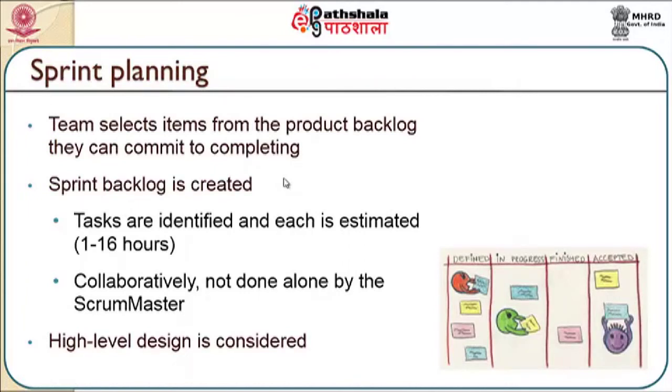During sprint planning, the team selects items from the product backlog. They can commit to completing them. The sprint backlog is created from independent tasks. These tasks are identified and each is estimated at 1 to 16 hours maximum, since the sprint iteration is for 1 to 15 days. So this has to be collaboratively planned, not done alone by the Scrum Master himself.